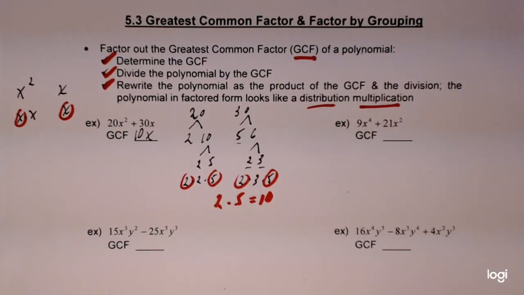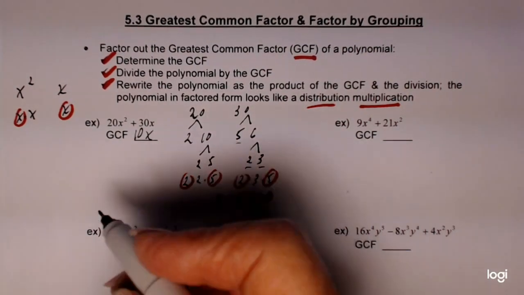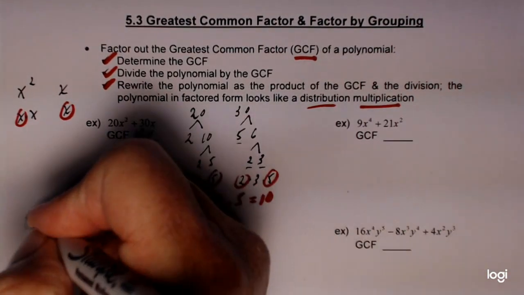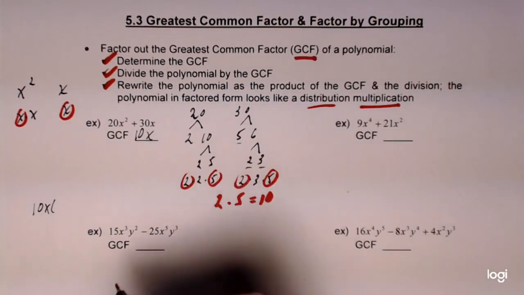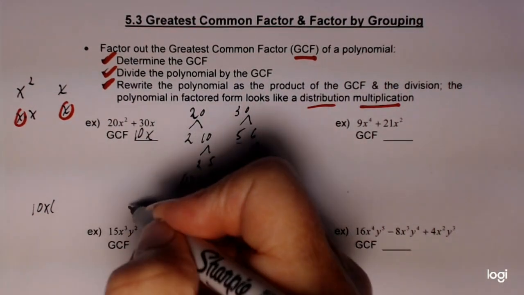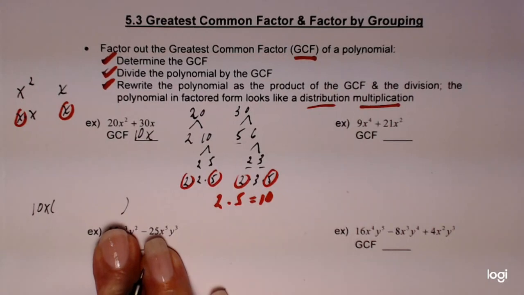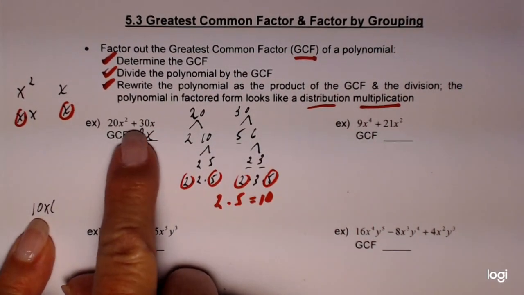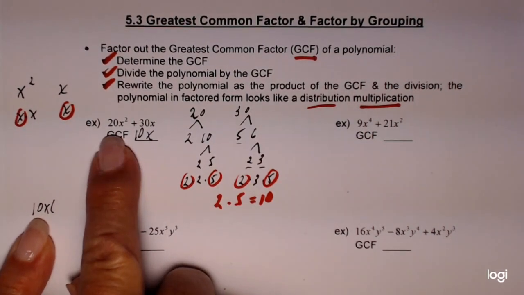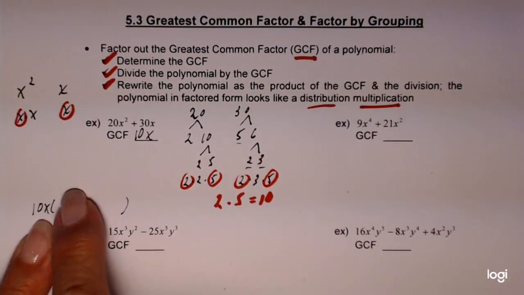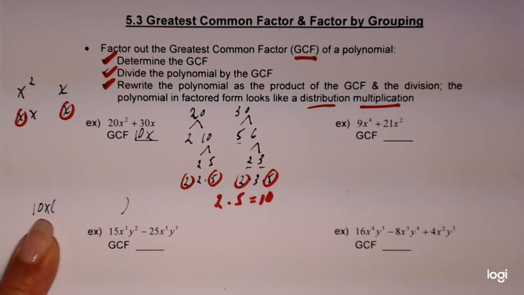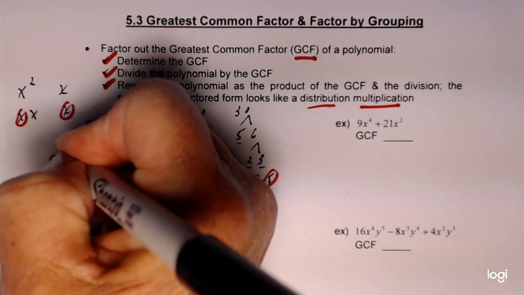So our answer to this is going to be, as I said, a distribution multiplication. So we're going to have our 10x on the outside of our parentheses and then parentheses with something inside. Some of you might be able to do the division of the 10x from each of these terms in your head, 20x squared divided by 10x, and go right to your answer in the parentheses. Others might need to see the division, so I'm going to do that for those of you that need it.